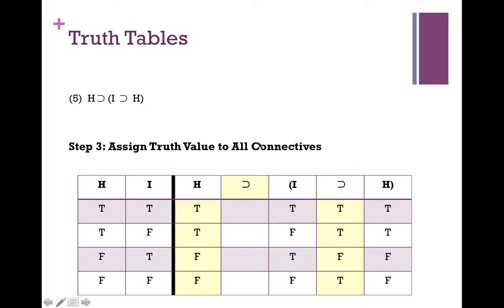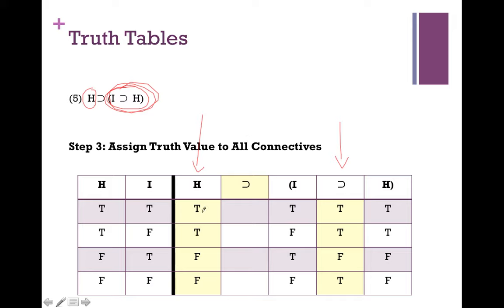Now we come to figuring out our main connective. And again, sorry if I'm beating a dead horse here, but what we're doing is we're looking at the truth value of the antecedent, which is H, and the truth value of the consequent, which is if I, then H. And so what we're going to do is we're going to use this column right here, as I have it highlighted, because that's the antecedent, and then this column, because this is telling us the truth value of this entire compound proposition. And so with that in mind, again, a conditional is false only when the antecedent is true and the consequent is false.